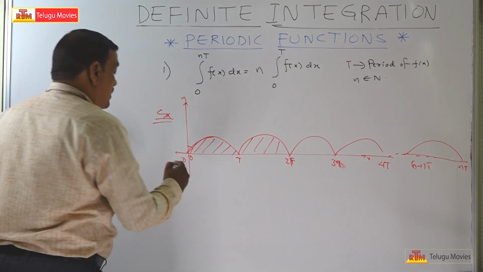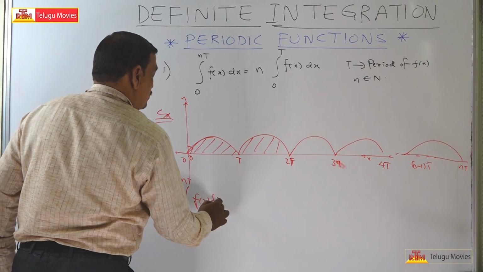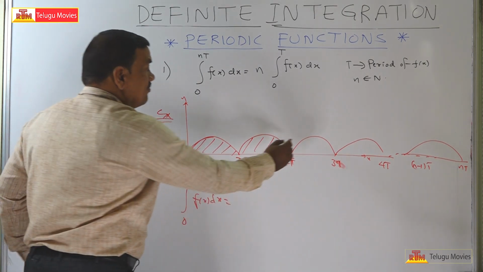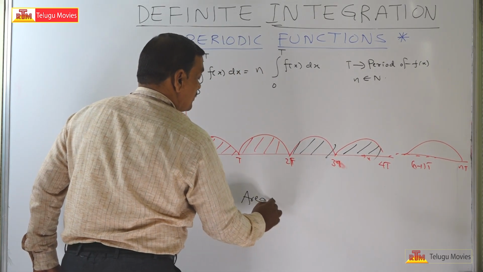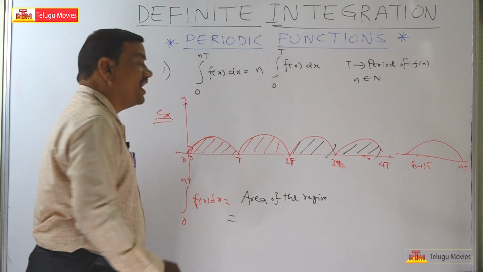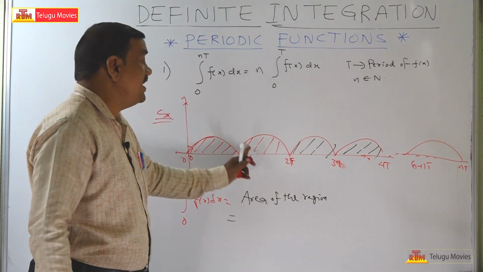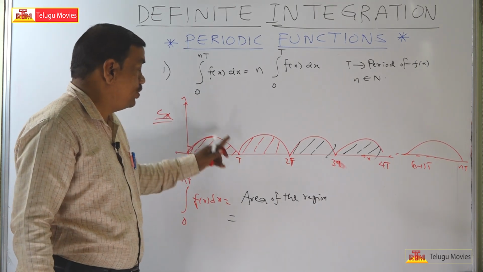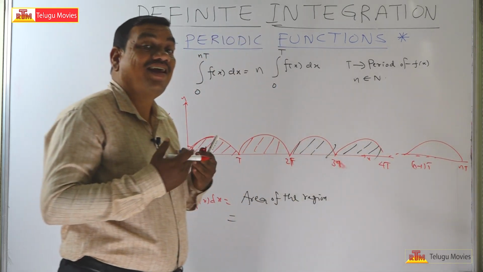That means the integral from 0 to nT of f(x) dx means the area of these regions. Understand this? All these regions are there. So all are periodic only, no? So how many such figures are there? There are n figures: 0 to T, T to 2T, 3T, 4T, and so on up to nT. There are n T's.